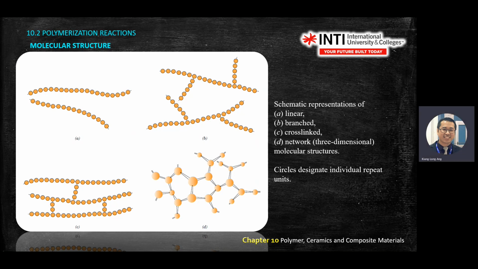molecular structure. Molecular structure, if you see a straight line, is linear. If you see there's a branch, then it's called branch. Then you see there's a linkage between the branches or linkage between the linear chains, then it's a cross link. If you see there's a three-dimensional linkage, then it's called network.